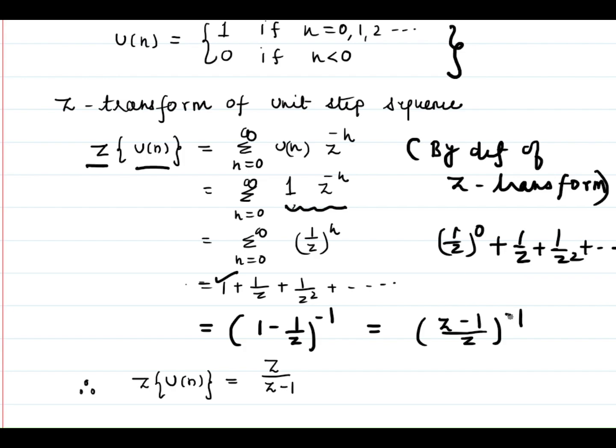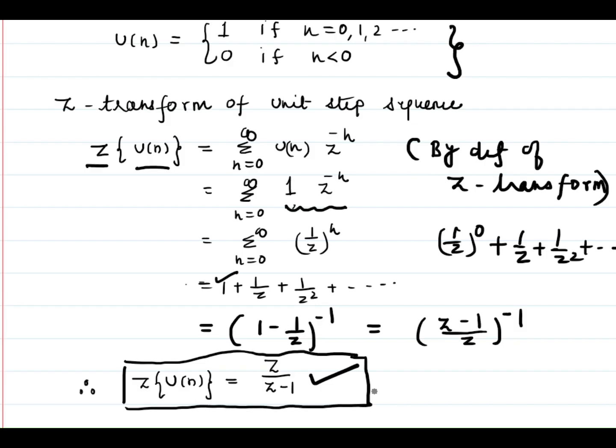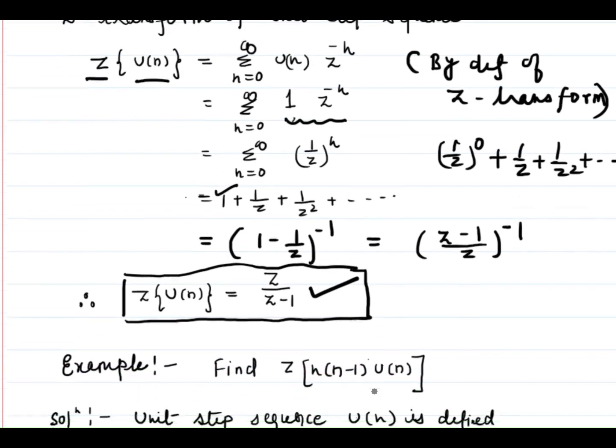And if we use this inverse as a to the power 1, we can write this as z upon z minus 1. So this is the z transform of the unit step sequence. So now we have two formulae. One is the z transform of the delta function, the delta sequence, and the other is the z transform of the unit step sequence.